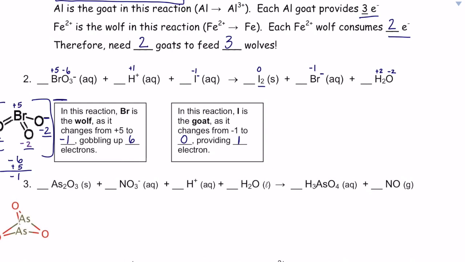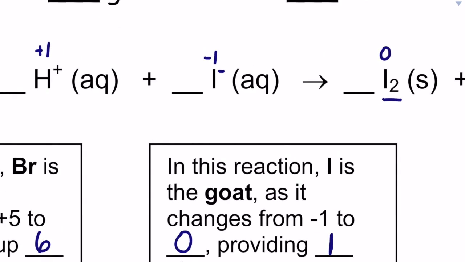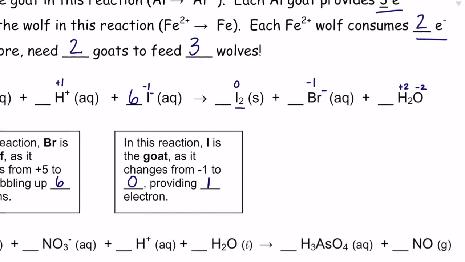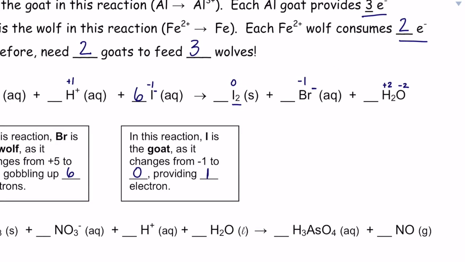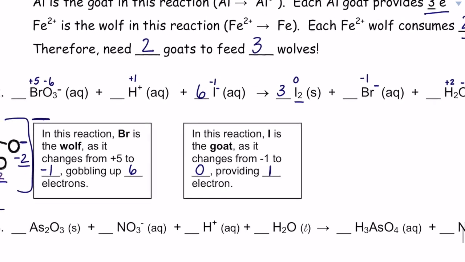For bromine, we need 6 electrons. 1 iodide is providing 1 electron. That means we need 6 of them. And that means we'll have on the other side 3 iodines, because I2 is diatomic, meaning there are 2 in there.